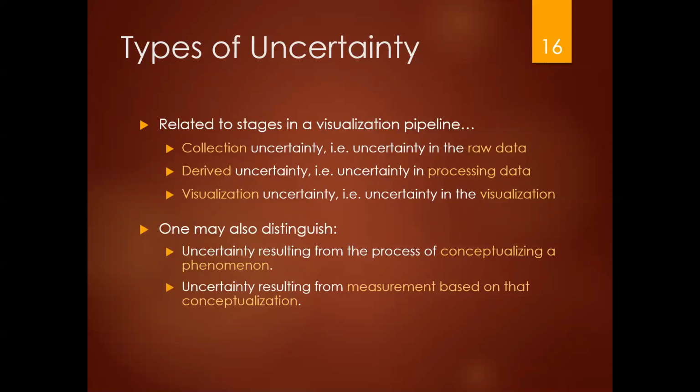Okay, and if you want to categorize uncertainty from another direction, you can also distinguish uncertainty as uncertainty resulting from the process of conceptualizing a phenomenon, or uncertainty resulting from measurement based on that conceptualization. Conceptualization is pretty important because you can say that the second type of uncertainty is based on your concept or based on the result of your conceptualizing process, right?